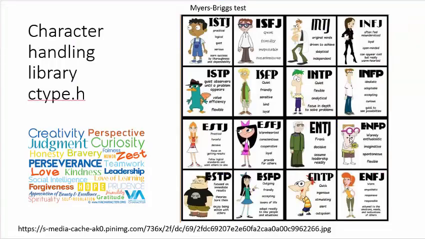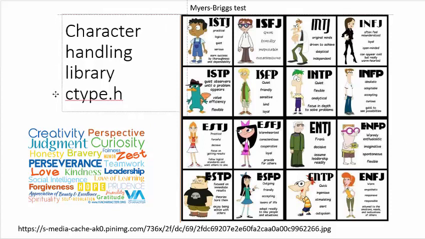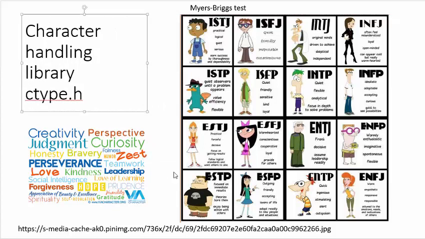So the first section we're going to talk about is different functions that you have available to you when you do an include ctype.h in your file. And these are basically character handling functions, many of which you have already seen.